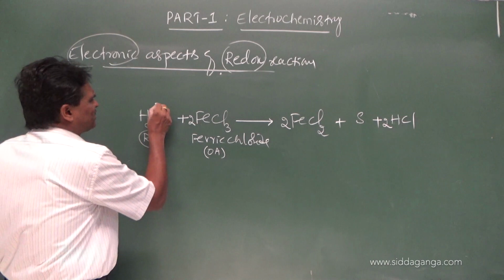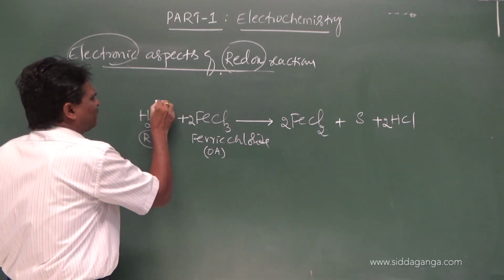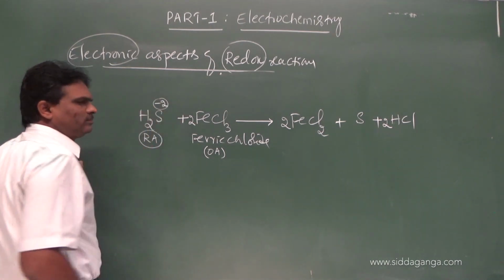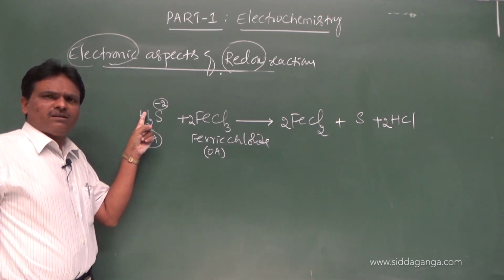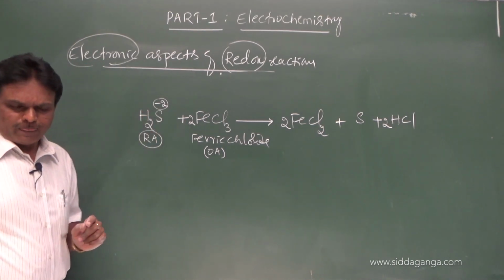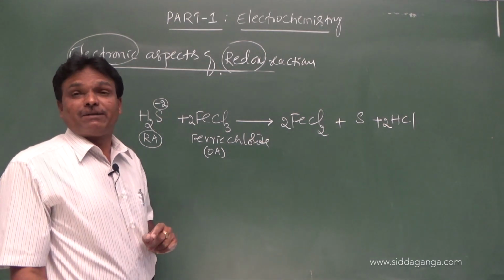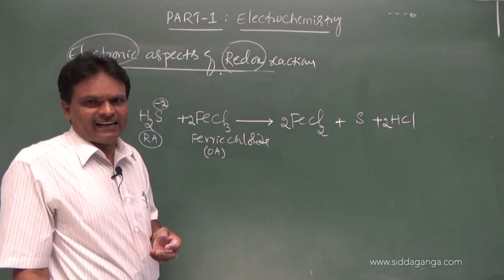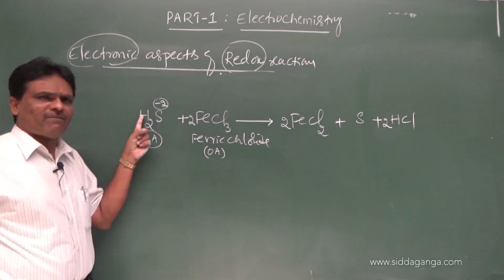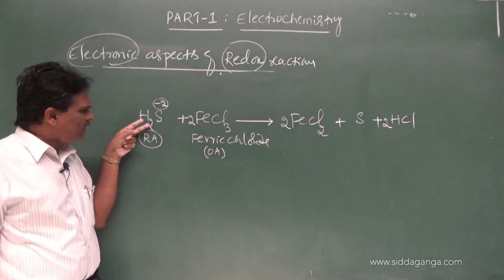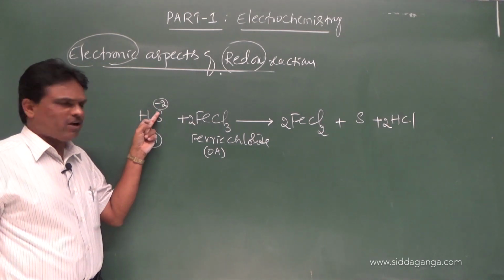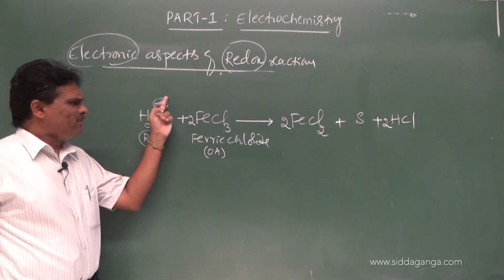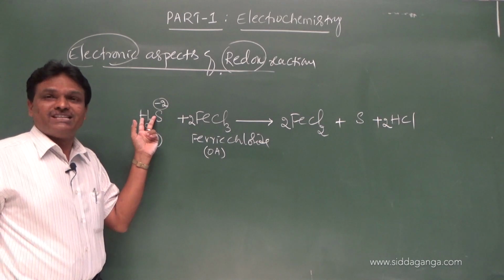Then the oxidation state of sulfur in hydrogen sulfide is -2. What is the oxidation number of hydrogen in all compounds? In all compounds except in the case of hydrates and metallic hydrides, the oxidation number of hydrogen is +1. Two hydrogen atoms give +2, so this must be -2, because the sum of the oxidation numbers in the case of neutral compounds is equal to 0.